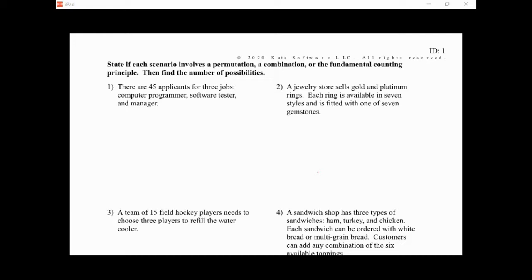So the first one, 45 applicants for 3 jobs: computer programmer, software tester, manager. Which one's that? P. It is 45P3, which would be something. Then the second one, a jewelry store sells gold and platinum rings. Each ring is available in 7 styles with one of 7 gemstones. So what would that be? Fundamental counting principle, FCP. So you would just do 2 times 7 times 7.